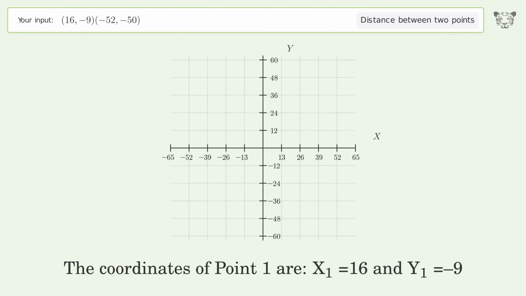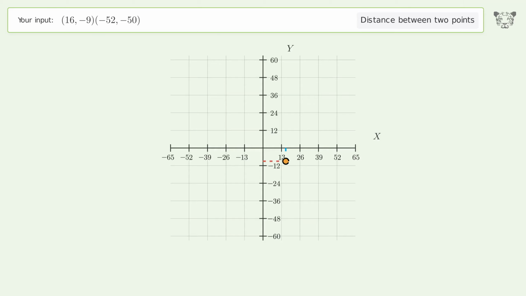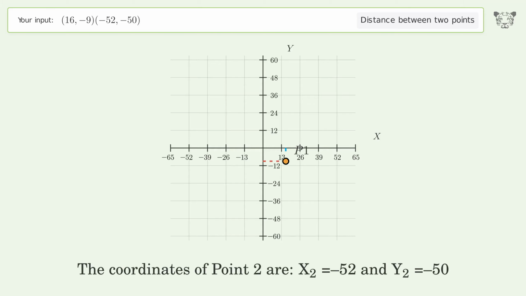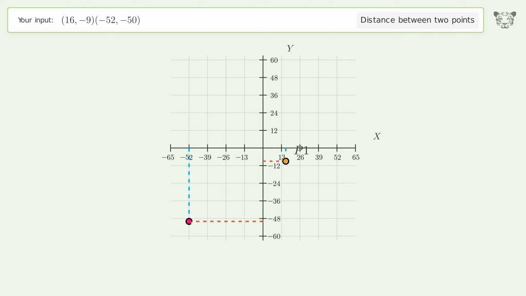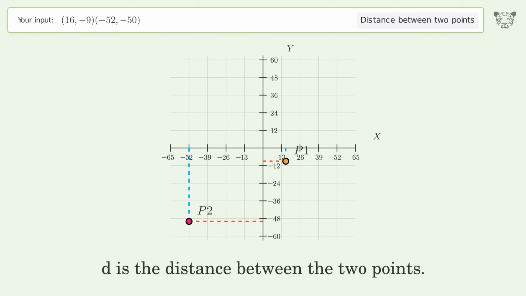The coordinates of point 1 are, x1 equals 16 and y1 equals -9. The coordinates of point 2 are, x2 equals -52 and y2 equals -50. D is the distance between the 2 points.